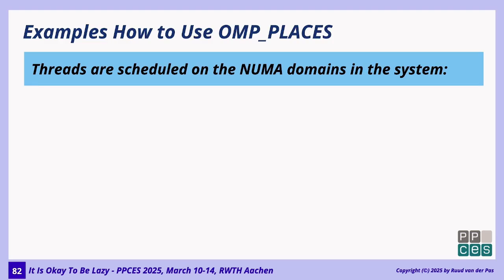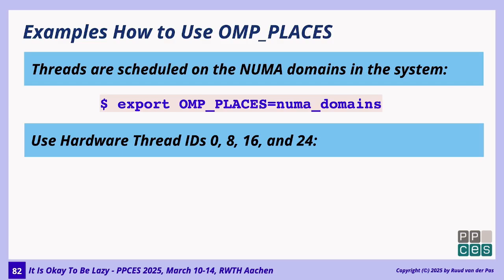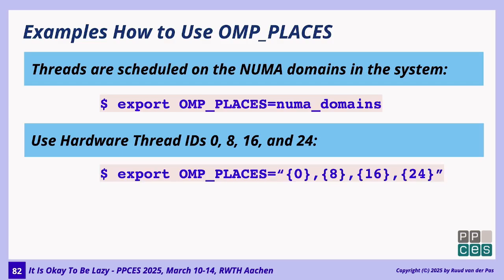The places, I just said most of this, but you can say places equals NUMA domains, and that'll be your scheduling unit. Essentially, that's going to be those nodes in your box. You can go down to this really low level. You can do something like this. And each one of these is a place, by the way. It's defined by the curly braces. So here I have 4 places.